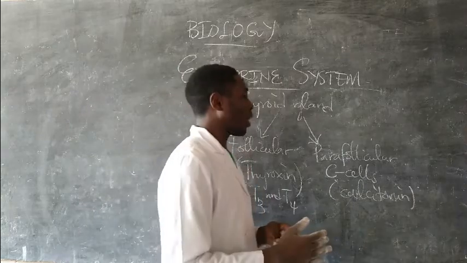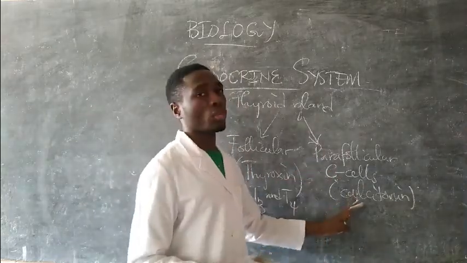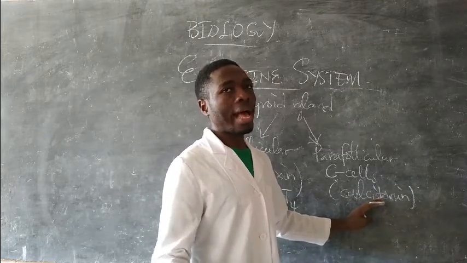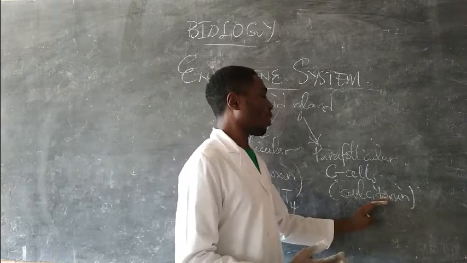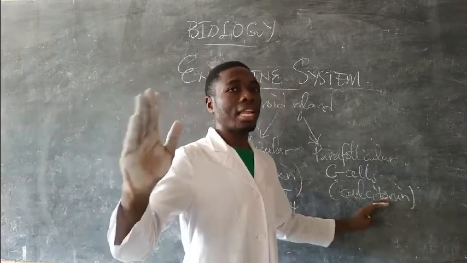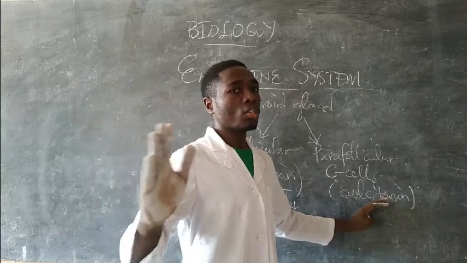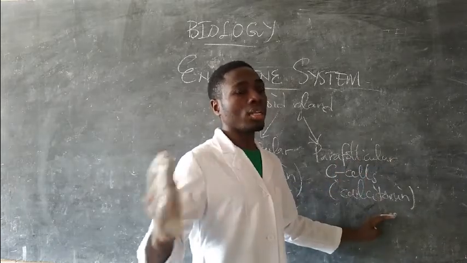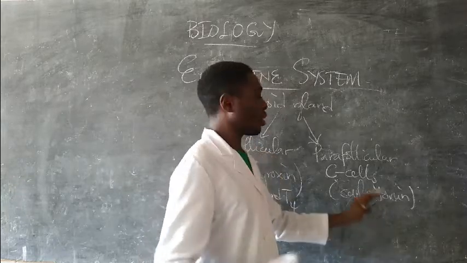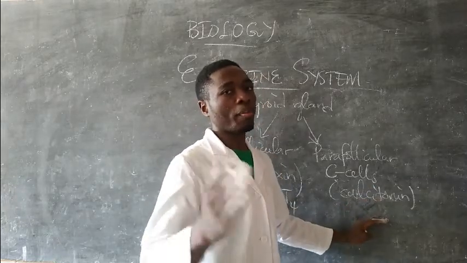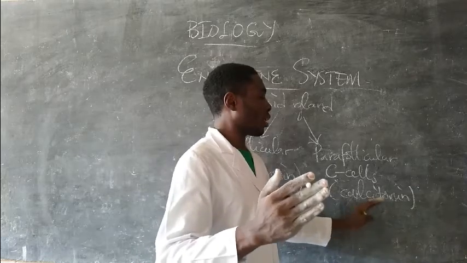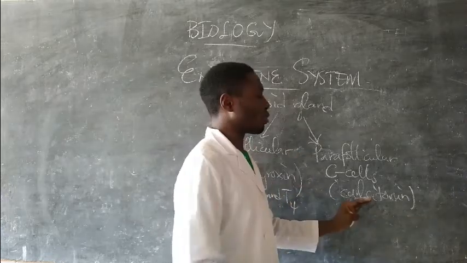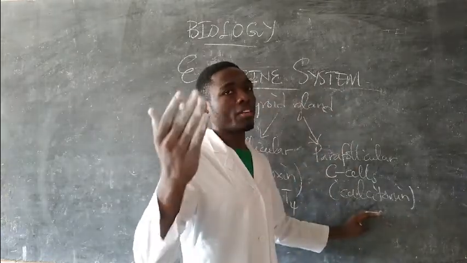Now let me just talk to you about the parathyroid gland. The parathyroid gland, on the other hand, secretes parathyroid hormone, and that parathyroid hormone helps in increasing the level of calcium 2 plus ions in blood. So that's the opposite of the parafollicular cells. If you are asked in the exam what hormones are involved in calcium metabolism, it is going to be calcitonin and parathyroid hormone from the parathyroid gland. Calcitonin helps to reduce the level of calcium and phosphate, and parathyroid hormone helps to increase the level of calcium 2 plus and phosphate ions in blood.